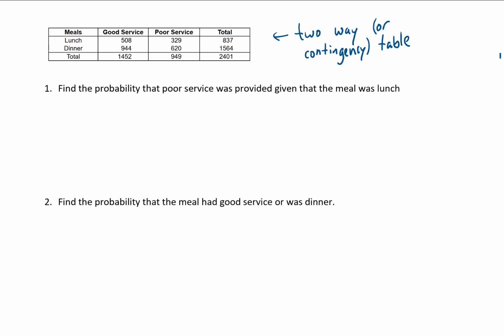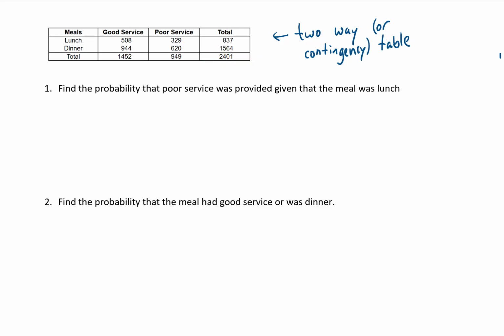Some people were given a survey at lunch and at dinner, and they were asked if they got good service or poor service. You'll notice in this column right here, we have all of the people that said that they got good service, and that number totaled to 1,452. Of those 1,452 people, 508 of them were eating at lunch, and 944 were eating at dinner. You can see along the bottom of this table, we have all of our totals, and the same is true on the right side of the table. And just to make sure that we're clear here, as an example, of all 2,401 people that were surveyed, 329 of them said that they received poor service at lunch.